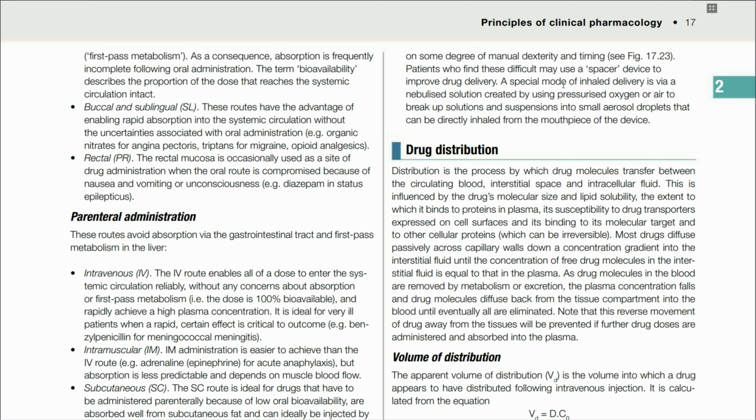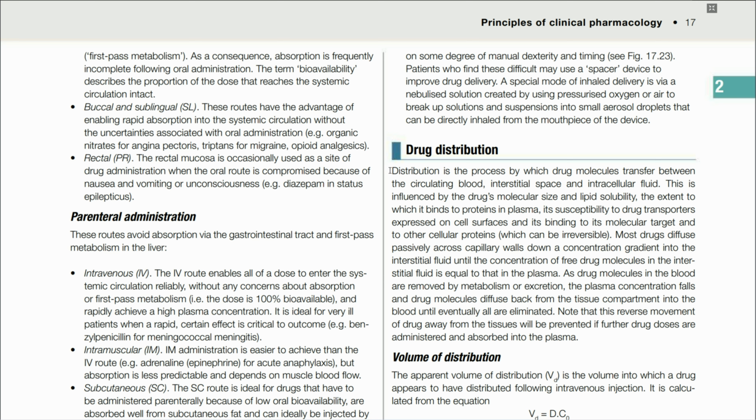A special mode of inhaled delivery is via a nebulized solution created by using pressurized oxygen or air to break up solutions and suspensions into small aerosol droplets that can be directly inhaled from the mouthpiece of the device.